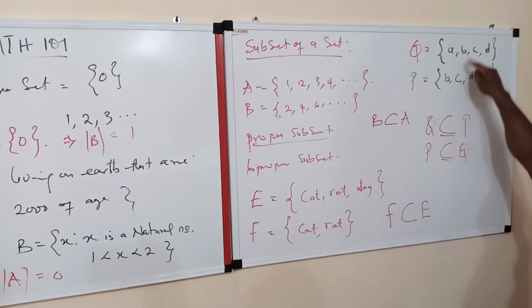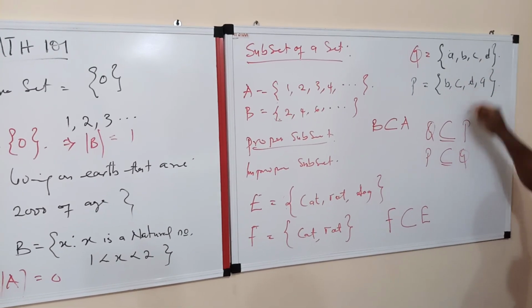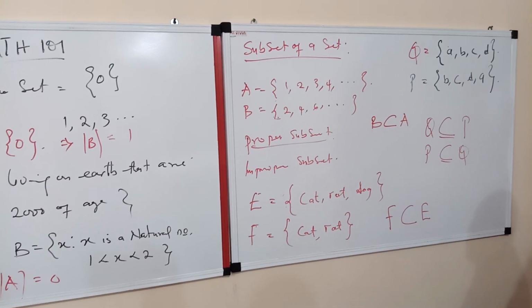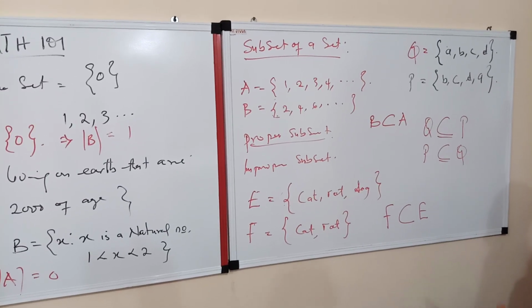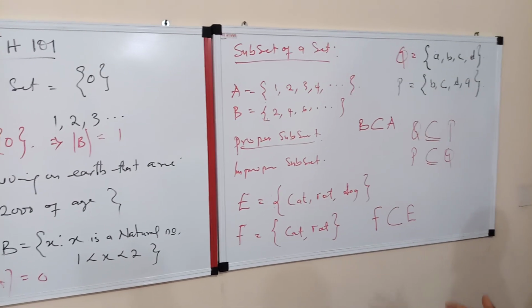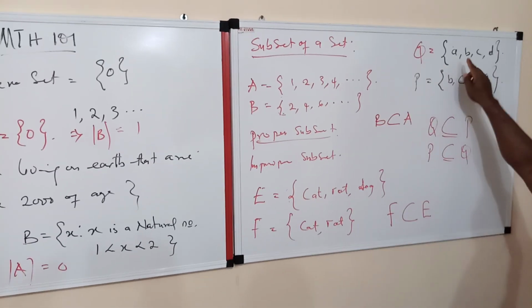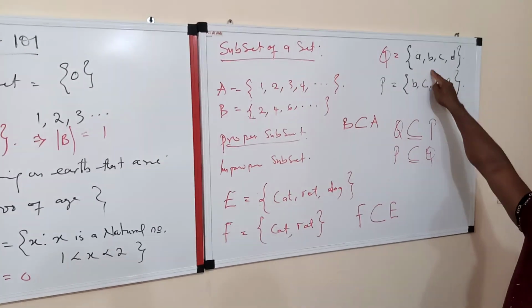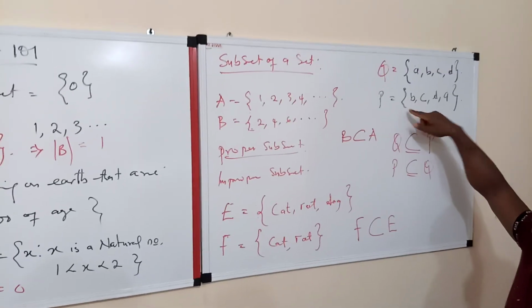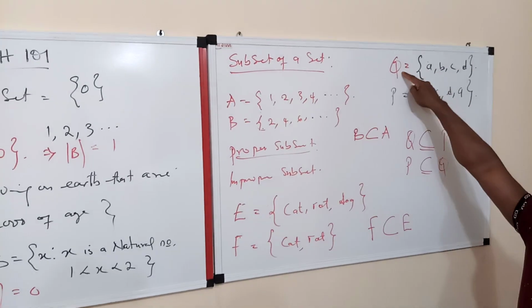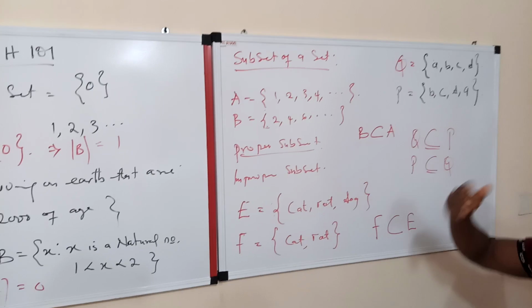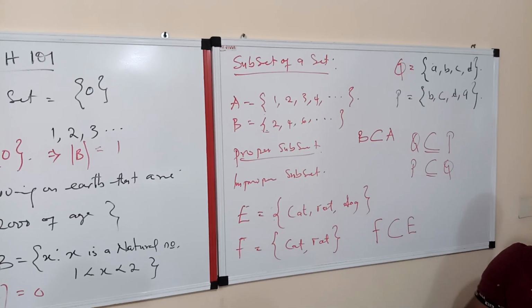Though the position with which the elements are placed differs, the manner in which the elements are arranged doesn't really matter. The order with which they are arranged doesn't really matter. Despite the fact that the cardinalities are the same, we can also see that set P and set Q also contain the same type of elements.